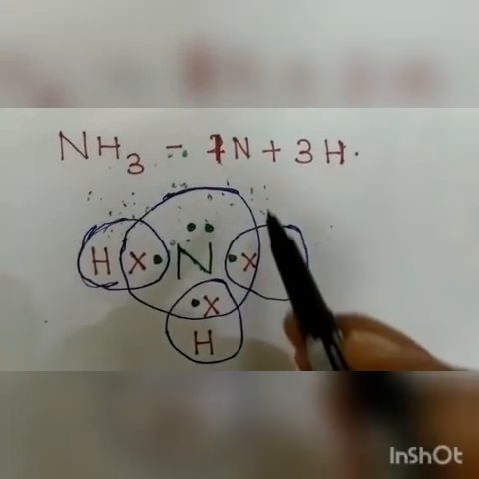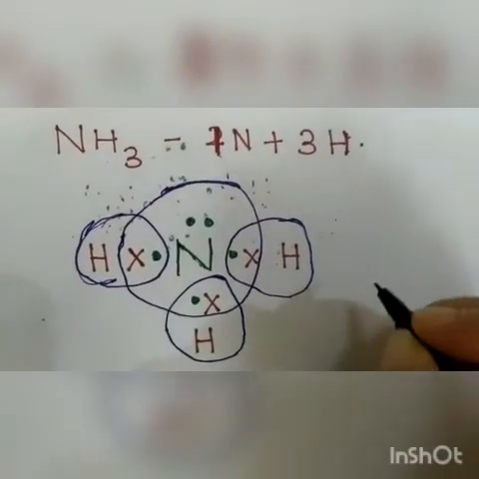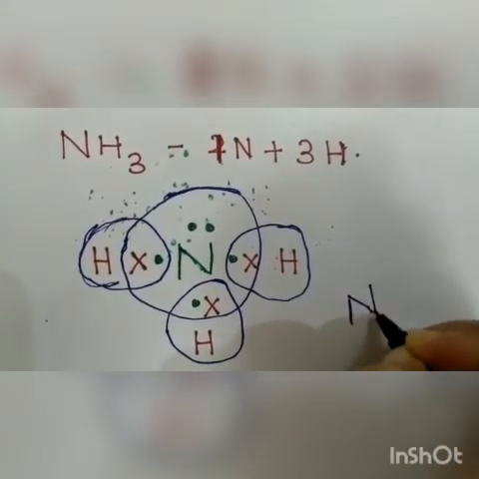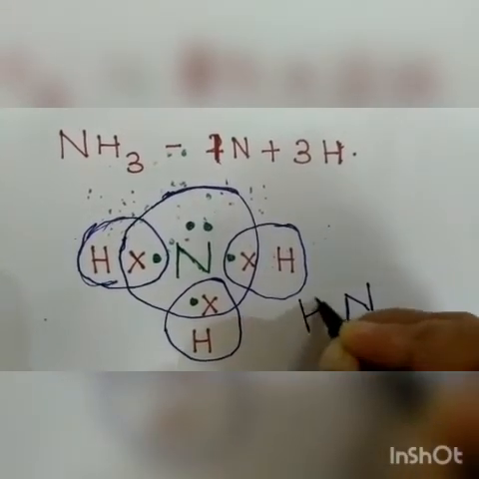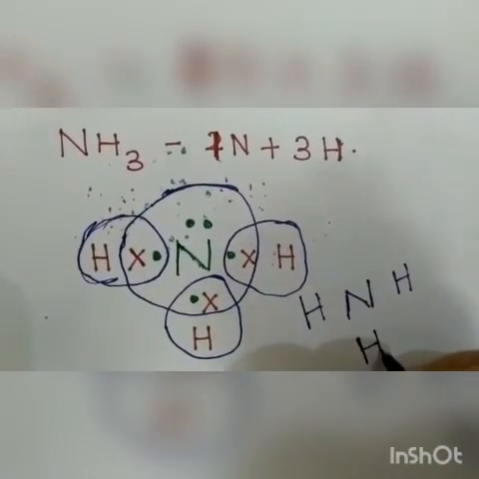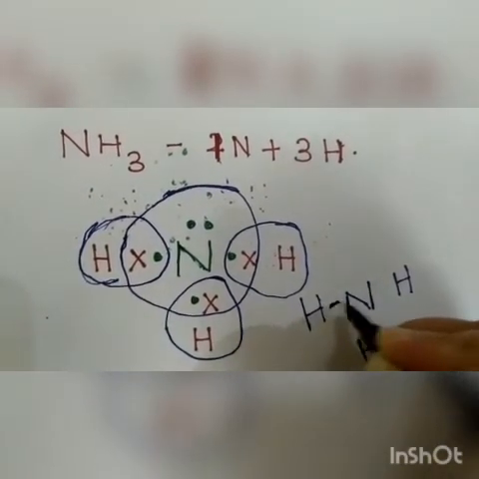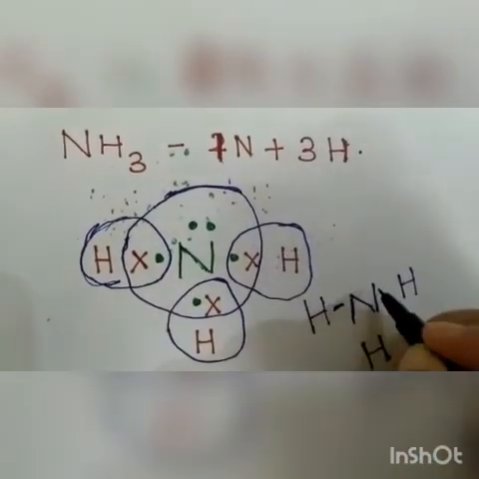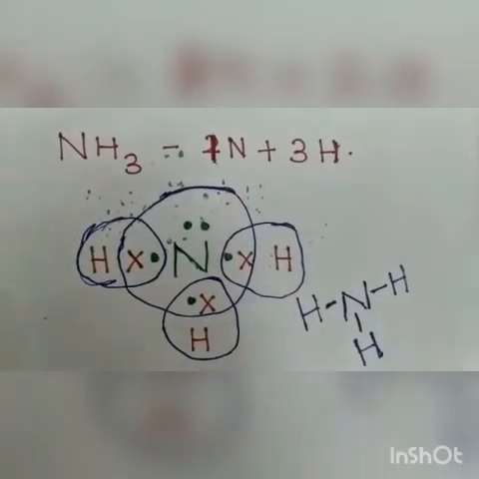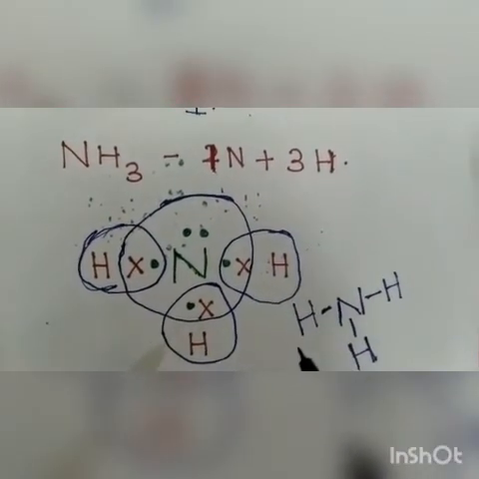And this is your nitrogen. Now we will write, this is nitrogen. Here is one hydrogen. Here is also one hydrogen. And here is one hydrogen. How many electrons are shared? One single bond here and here, one single bond. So there is a single bond between nitrogen and hydrogen atoms in ammonia. I hope it is clear.